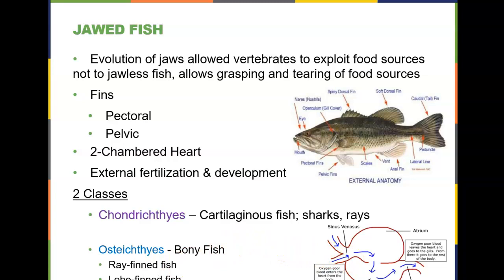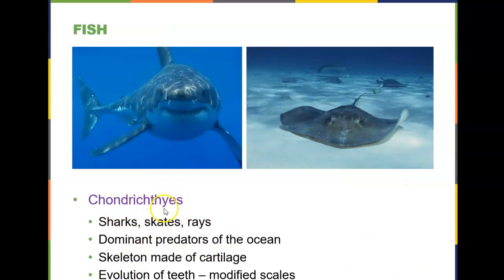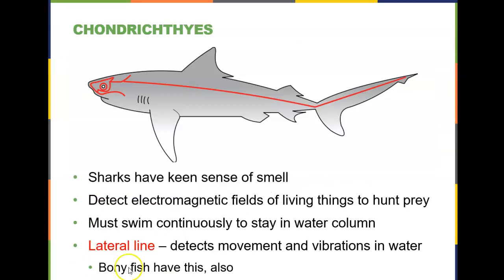So now we'll take a look at these two groups, Chondrichthyes and Osteichthyes. First, looking at the Chondrichthyes, they include the sharks, the skates, and the rays. So the sharks are the predominant predators of the ocean. They have a skeleton made of cartilage, not bones. And the evolution of teeth, which evolved from modified scales. So the teeth are actually modified scale structures. And then here we have a ray.